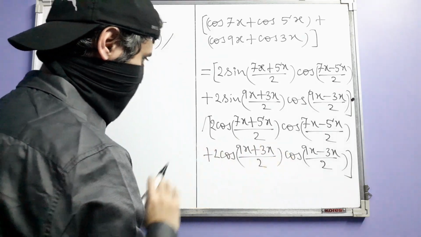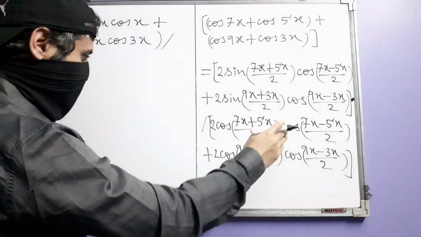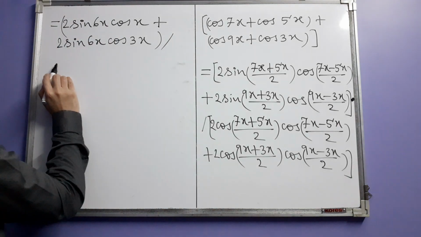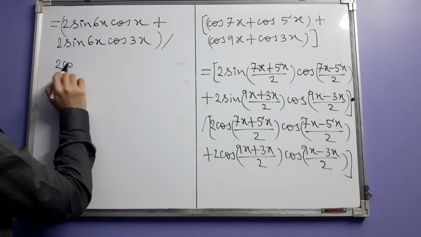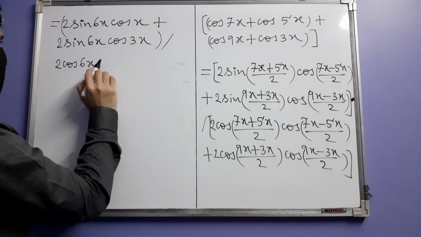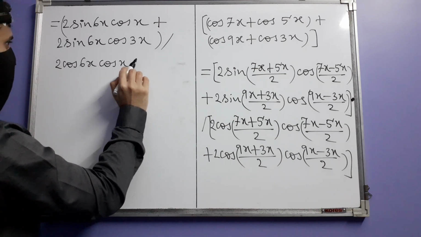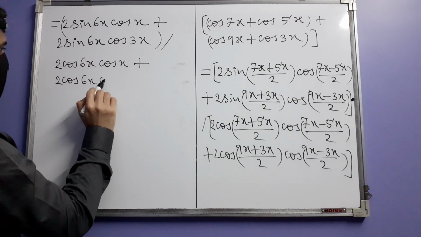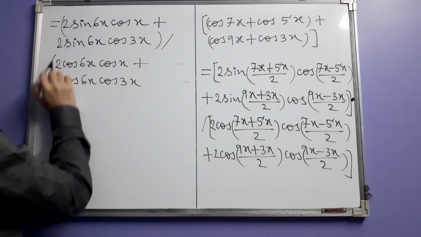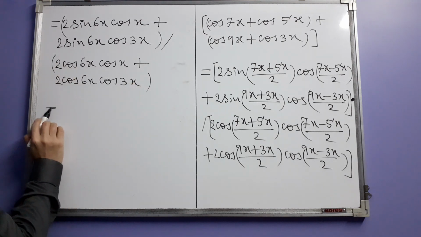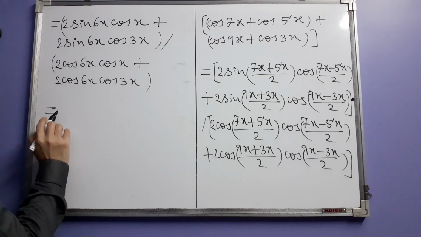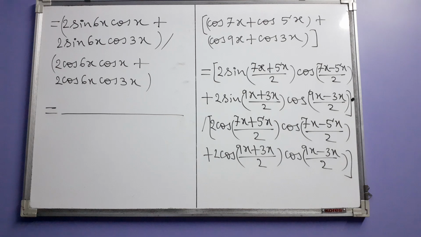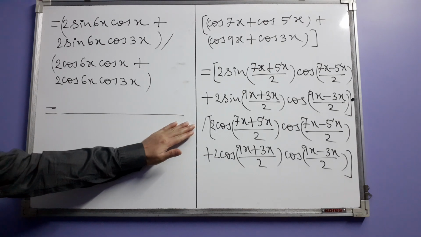So that is our numerator, divided by, we no longer have to again do it because the angles are same in the denominator. The only thing is that the trigonometric functions are all cos. So now we have 2 cos 6x cos x plus 2 cos 6x cos 3x. Now we have reduced the entire thing to a state where we can use this format.